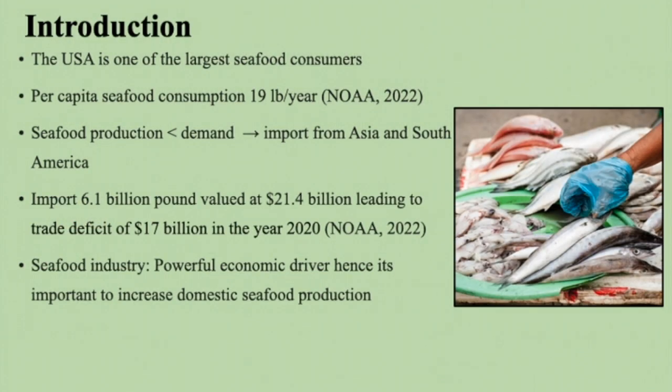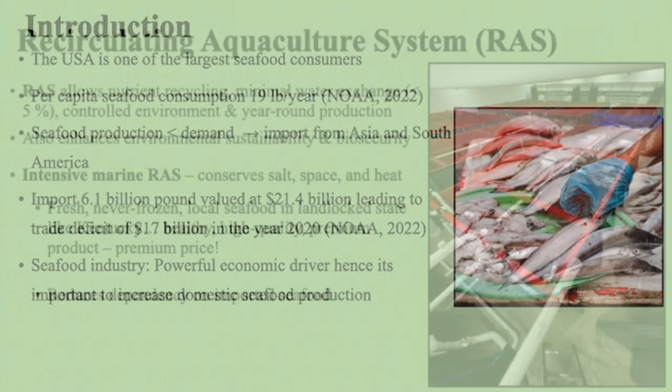As we know, the US is one of the largest seafood consumers, but the seafood production is less than what the demand is. So it has to import seafood from Asia and South America, and in the year 2020, it had a trade deficit of $17 billion. So we can say that it is important, or it is good, to expand the seafood industry in the country.